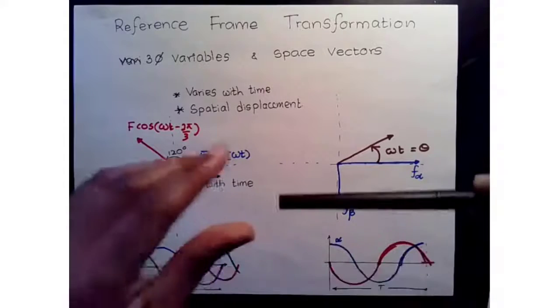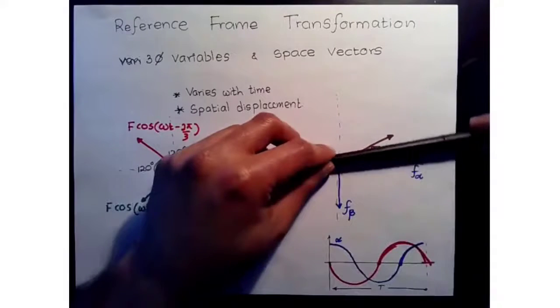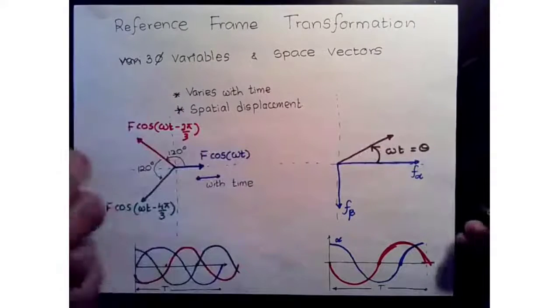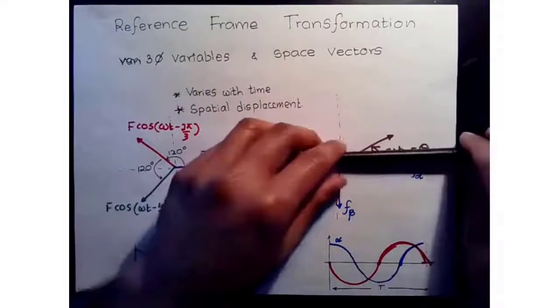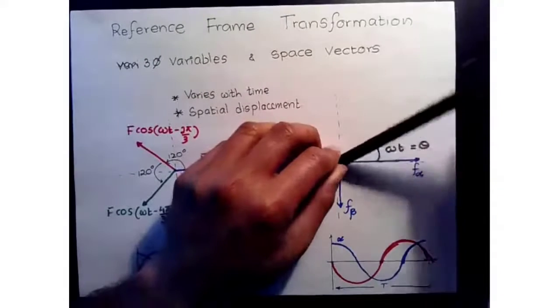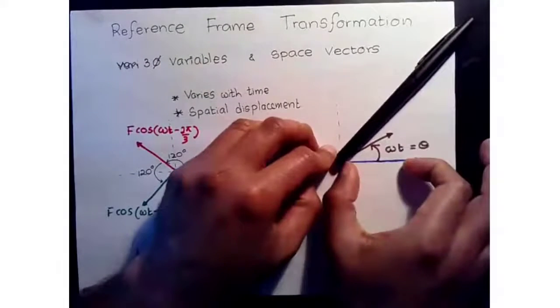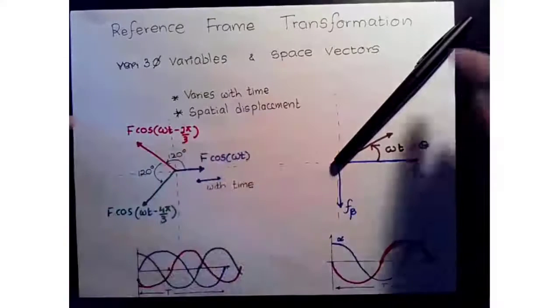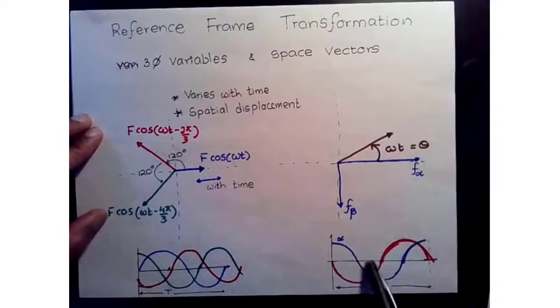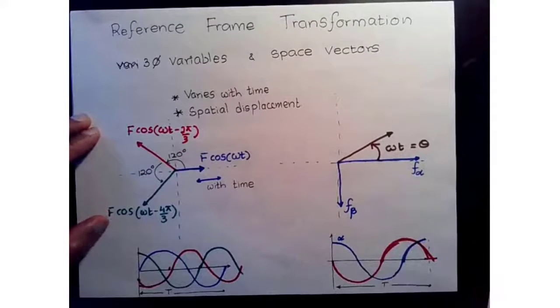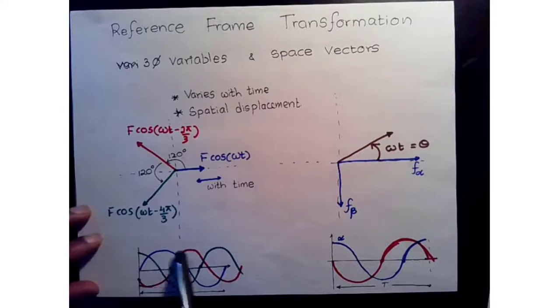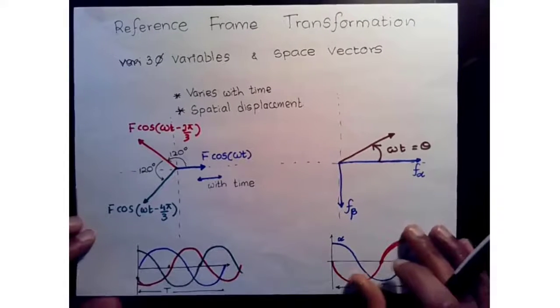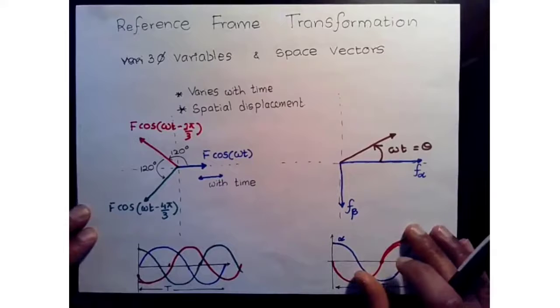Now, I hope this is clear that we have this rotating vector, whether it's voltage, current, flux, and as it rotates, the projections on alpha and beta are going to change. They are going to look like sinusoids, right? So to begin with, initially, we had three sines, right? Sines or cosines, sinusoidally varying waveforms.